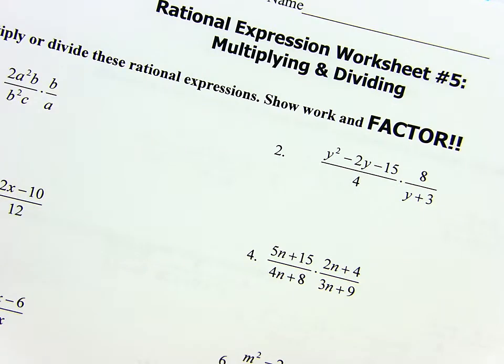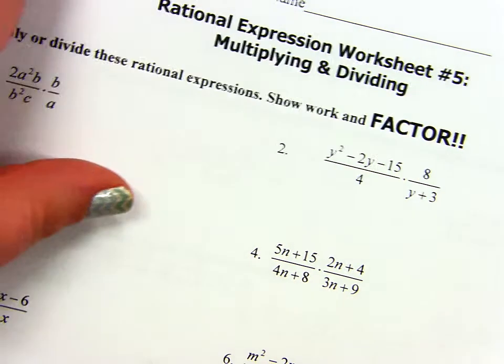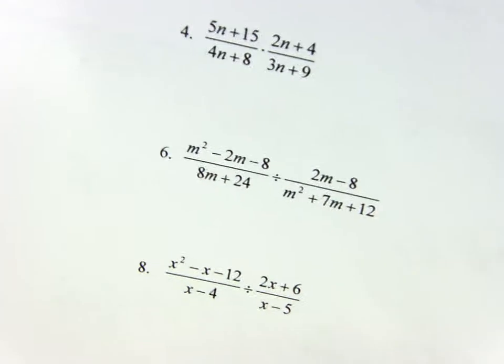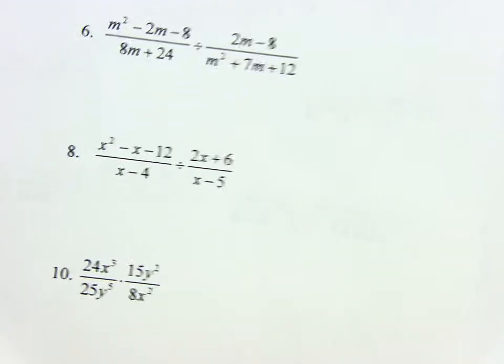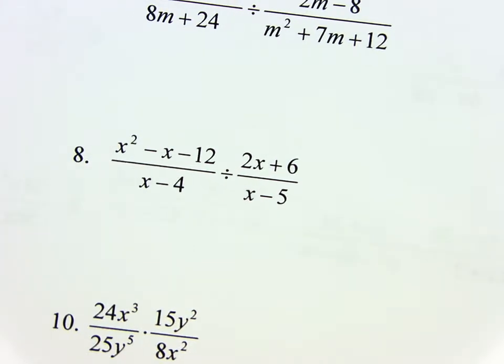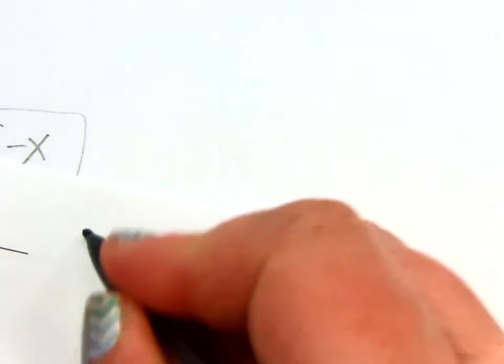How do you divide fractions? Keep, change, flip. That's it. So let's just jump to number 8, for example. So here's a division problem. If you want to put somewhere at the top a big old star, keep, change, flip.